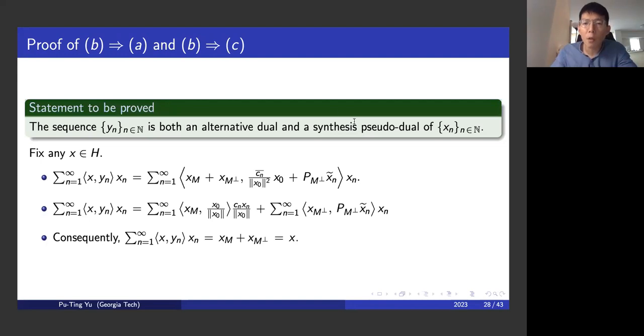And the case for synthesis pseudo-dual is pretty similar, so let me skip the argument. So now we can show that we do find such a sequence yn, which is both an alternative dual and a synthesis pseudo-dual. And we also find an element such that the inner product of the element and yn is equal to Cn for all n. And this completes the proof.